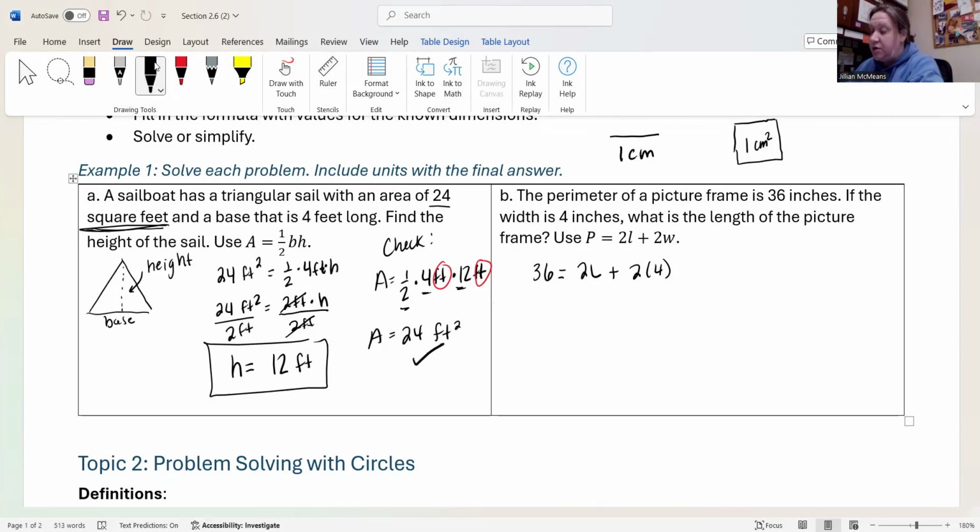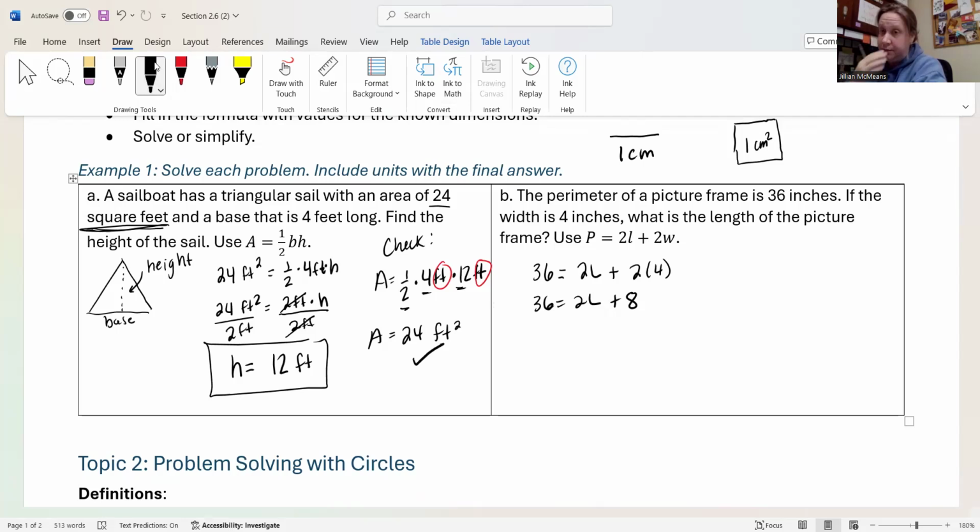So what I'm going to do first is simplify. I'm going to take care of that 2 times 4 really quick, and then we'll move the 8 to the other side of the equation. So we keep the 36, we keep the 2L, and then I'm going to simplify the 2 times 4, which hopefully you know is 8. Now, our goal is to isolate the term that contains the variable. So we want to get the 2L alone. We need to move that plus 8.